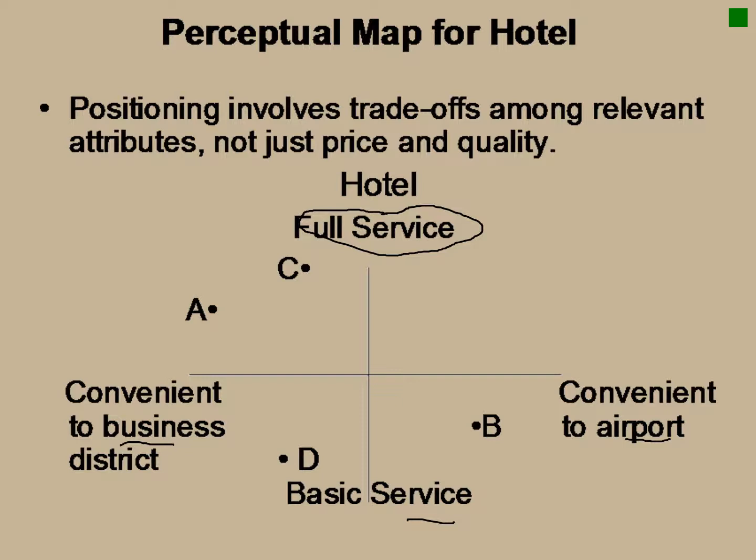And now we have some competitors that have been measured, hotels A, B, C, and D, and we see that A is close to the business district and they have a moderate level of full service. C is somewhere between the business district and the airport, and they have a full service offering.